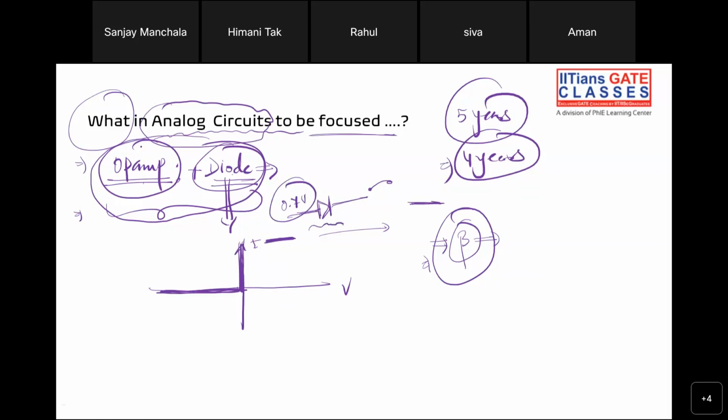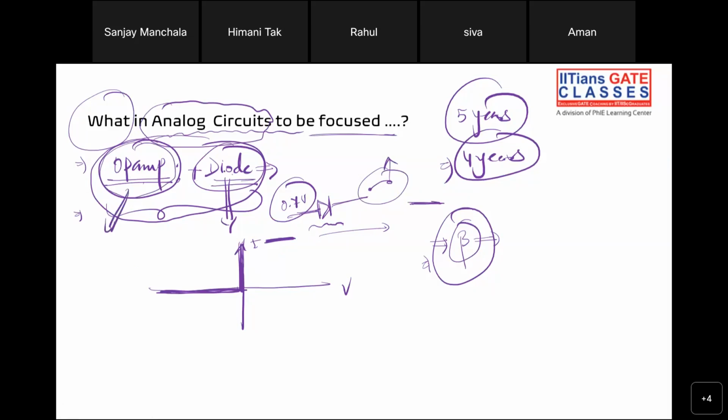But if you connect an op amp in front of the diode, the moment you go near the op amp, your bell will start ringing, right? Why? Because the op amp is a very high gain amplifier. The open loop gain of the amplifier is infinite, and it has various characteristics, right?